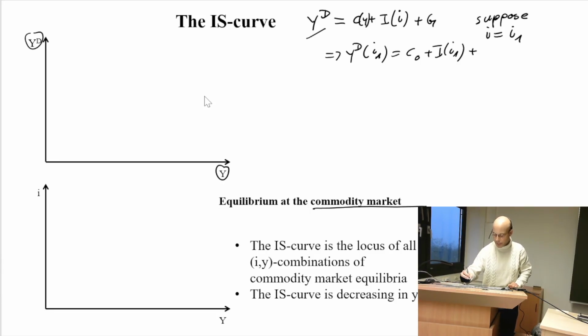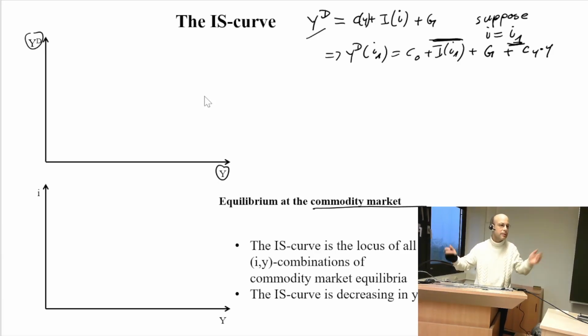C0 plus I dependent on I1, government expenditure, and the dependence on income. So for a specific I1, this is still just any number. So actually now nothing changed compared to our argumentation with the Keynesian cross. This is still the part on the vertical axis.